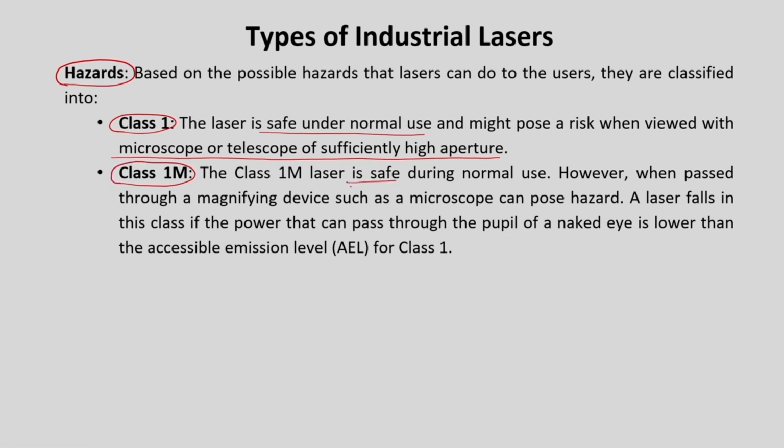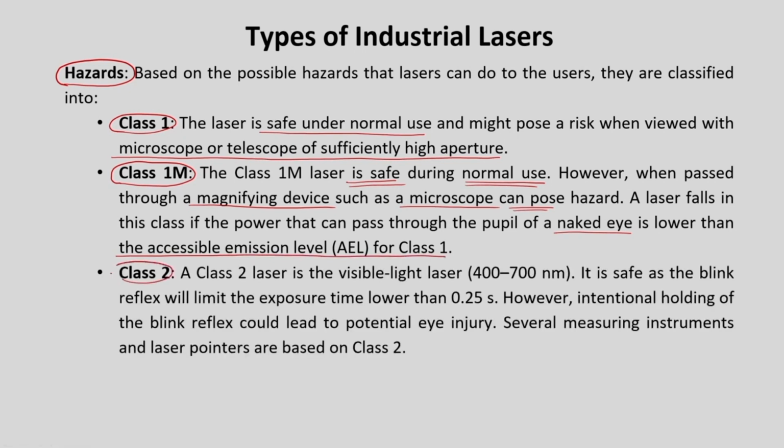It is safe during normal utilization. However, when we pass through a magnifying device such as a microscope, it can create problems for us. If the laser falls in this class, the power that can pass through the pupil of naked eyes is lower than the accessible emission for class 1.